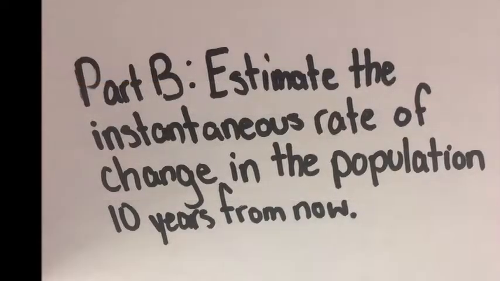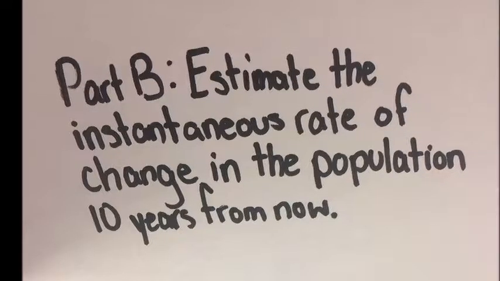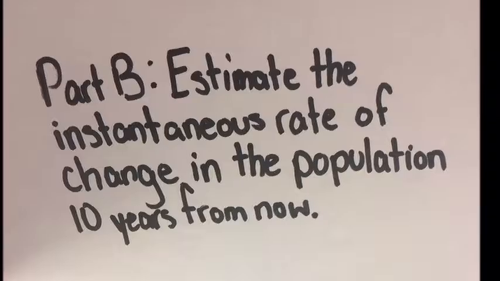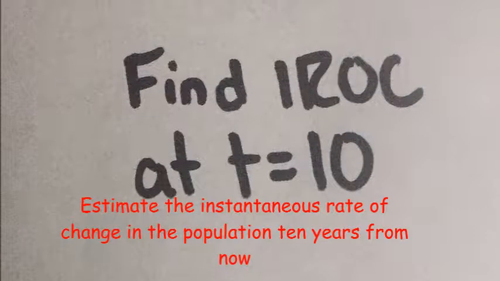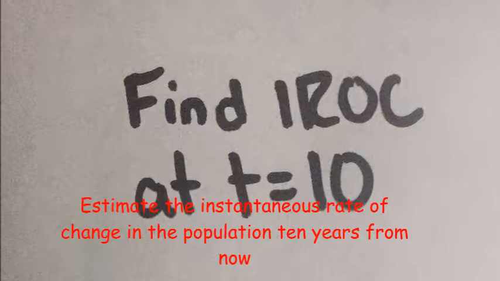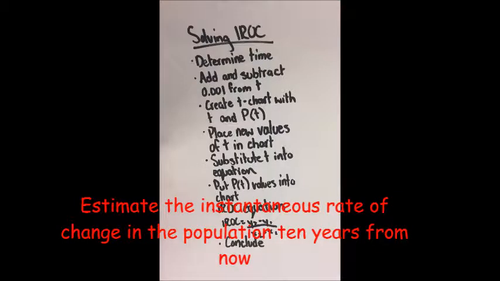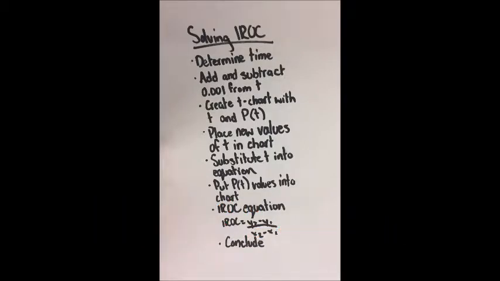The second part of the problem is focused on instantaneous rate of change. It says, estimate the instantaneous rate of change in the population 10 years from now. Essentially, this is asking to find IROC at t equals 10. I begin by mapping the steps out for solving an IROC question. First I determine the time, then I add and subtract 0.001 from t.